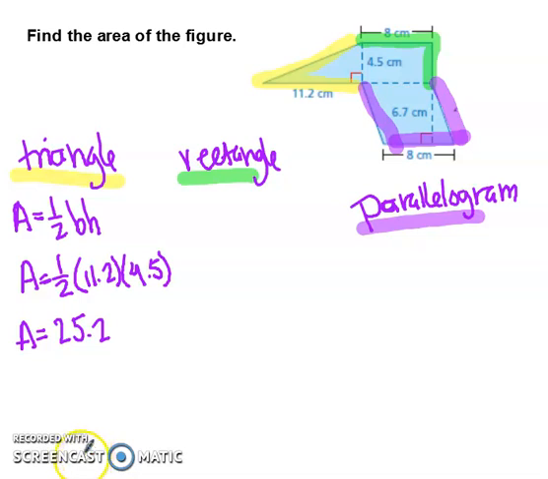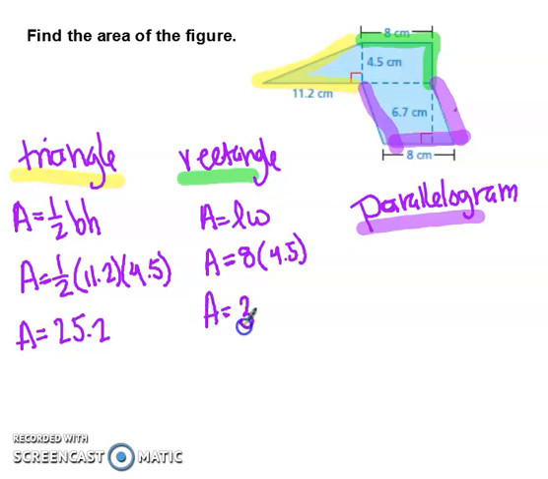Next we'll do the green rectangle. The area of a rectangle is length times width. And I'm going to substitute the length and the width. I'm going to multiply. And I got 36 square centimeters.